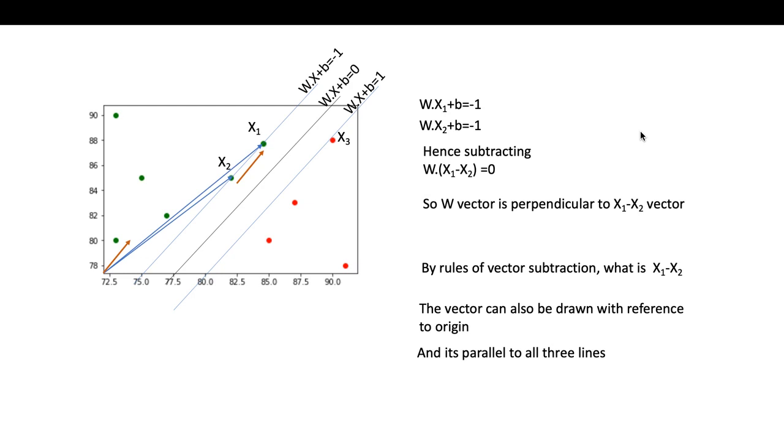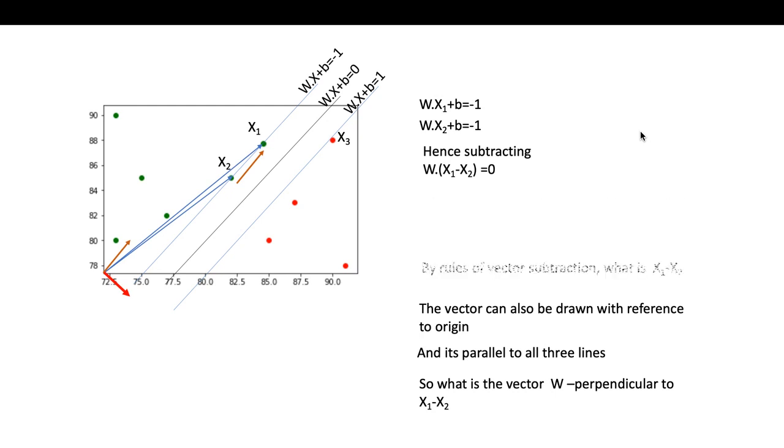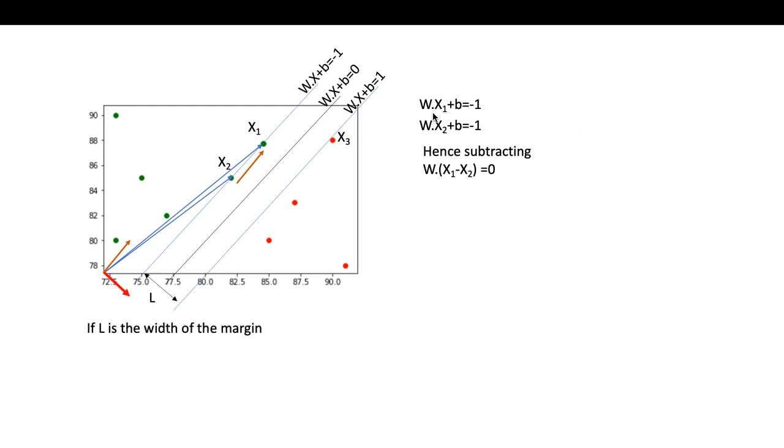This vector is parallel to all the three lines, both the blue lines and the black line. Now let's see how the w vector looks. It's perpendicular to x1 minus x2, so this red vector is now the w vector. Now let's consider the distance between the two blue lines, that is the margin. Let's consider it to be L. So this is the width.